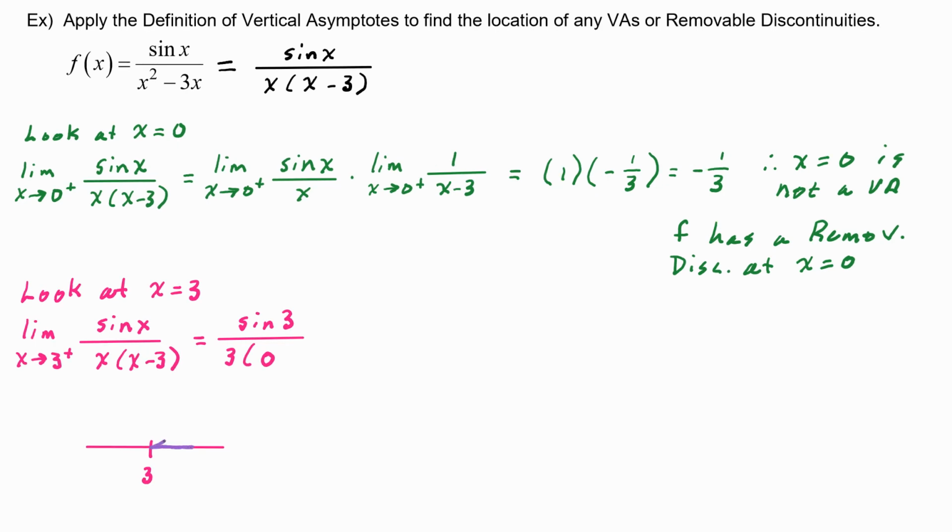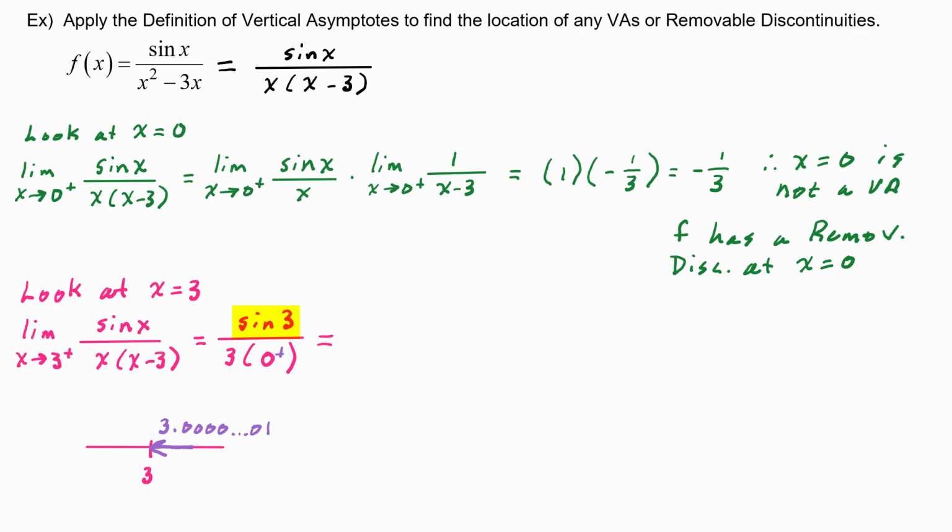We're going to put on 3 because that's what we're approaching. If we are coming into 3 from the right, that means we think 3.00000001, infinitely close to 3 from the right. And if we take that value and plug it in and subtract 3, we would get a tiny little positive number. Now, what we have to do to figure out what this equals, we need to know whether this number, sine of 3, is positive or negative.